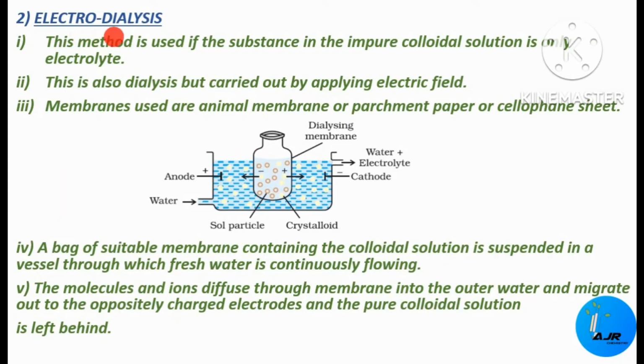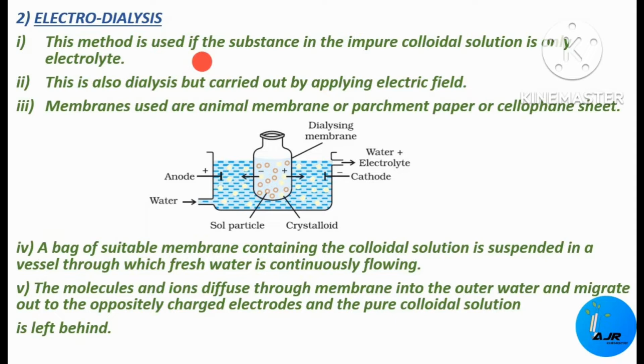The next important method is electrodialysis. As I told you earlier, dialysis is a slow, time-consuming process. That's why electrodialysis was chosen. The difference between dialysis and electrodialysis is that in electrodialysis we make use of an electric field. Electric supply will be there, so that the process will be a little faster when compared to dialysis. Let us see what is happening here.